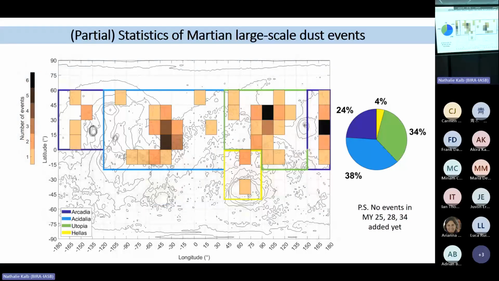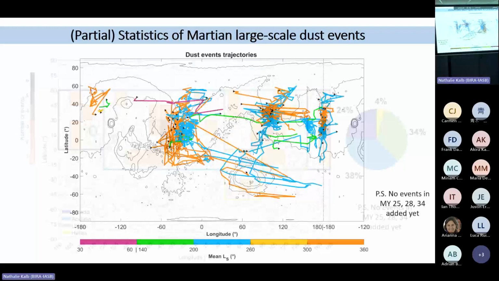This is another view which shows you on a map where the origin of these storms is, and indeed it's mainly in these northern plains, at least for these large-scale events I'm talking about. Plus some around Hellas. But then the interesting plot I think is this one, which shows the trajectories. So what happens is that the origin is in these areas, but then these storms tend to follow a topographic boundary, okay, and are entrained in this corridor, or these corridors, because there are at least three.